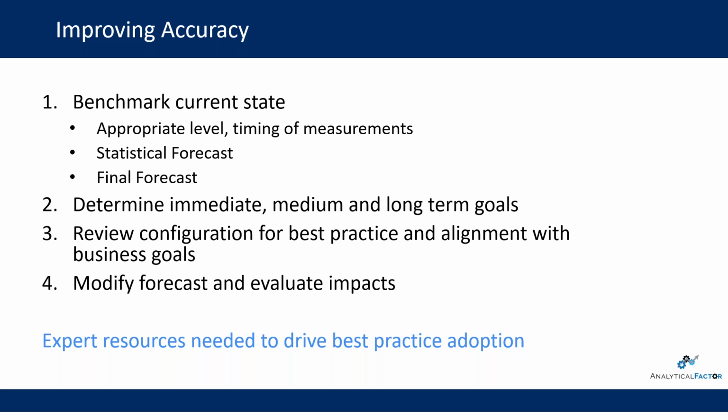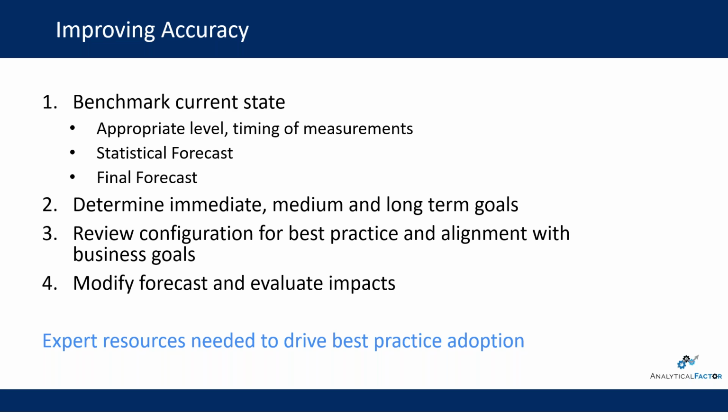After you've done this, you need to think, what's going to get me to a better place? And that's going to vary from organization to organization. And then look at what's going to get you to a better place and come up with some immediate, medium, and long-term goals. And for some companies, immediate might be, I want the statistical engine to be more accurate. For others, it might be, I need to bring in sales forecast into the system.